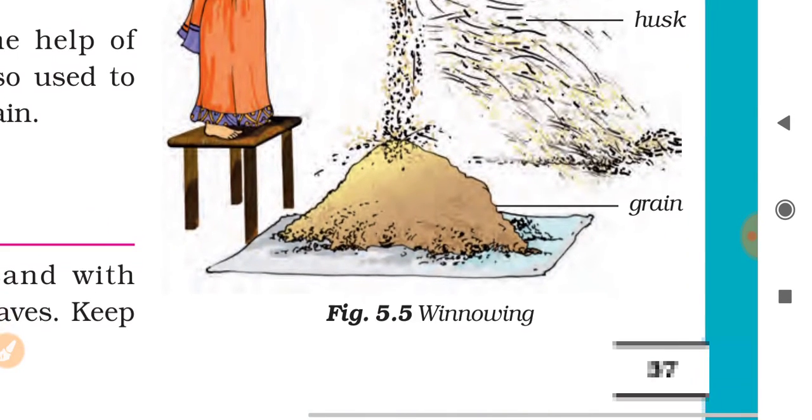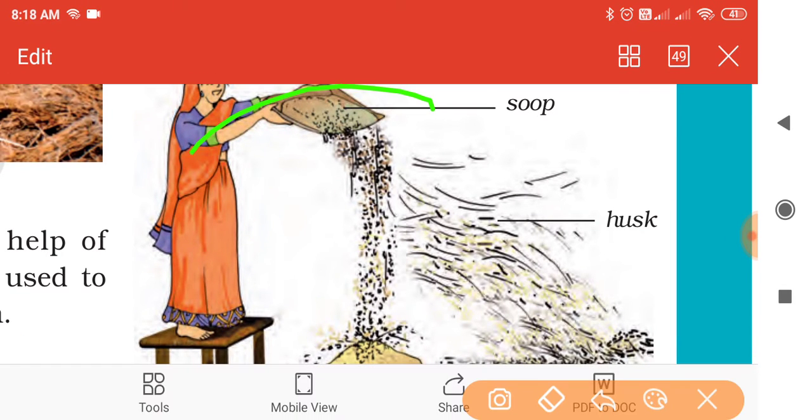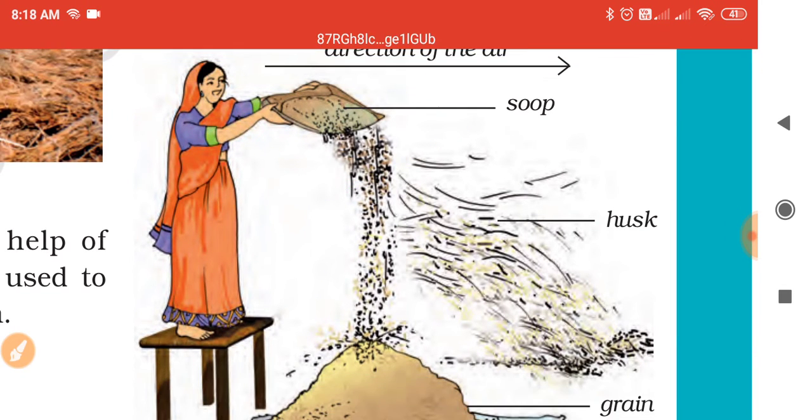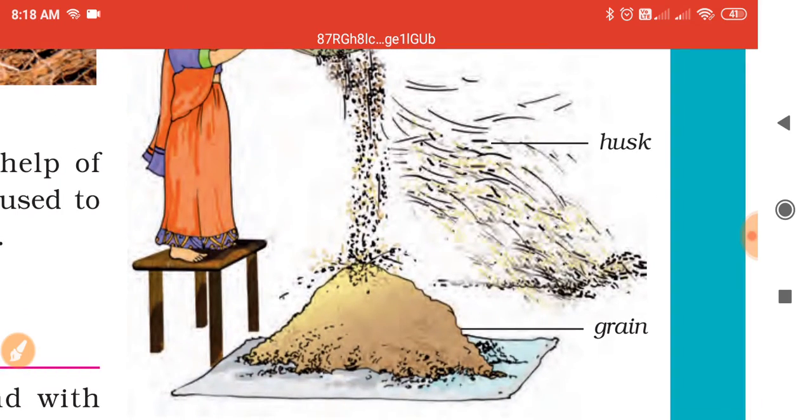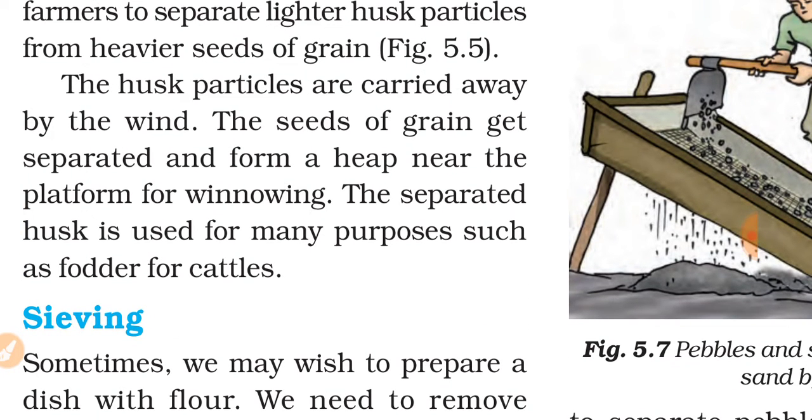This is the process of winnowing you can see in the figure. This is called a soup or suppa, which is used to separate the husk from the grains. This method is commonly used by farmers to separate lighter husk particles from heavier seed grains. The husk particles are carried away by the wind. The seeds of grain get separated and form a heap near the platform for winnowing. This separated husk is used for many purposes such as fodder for cattle.